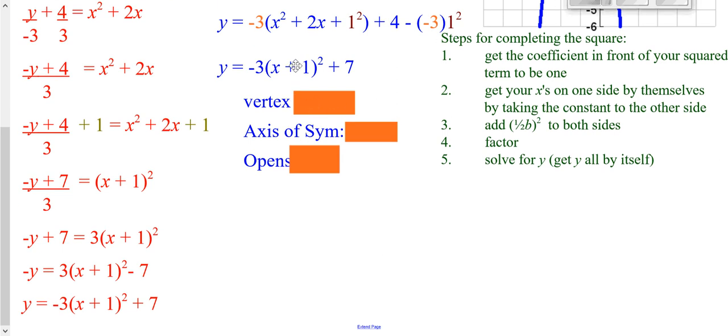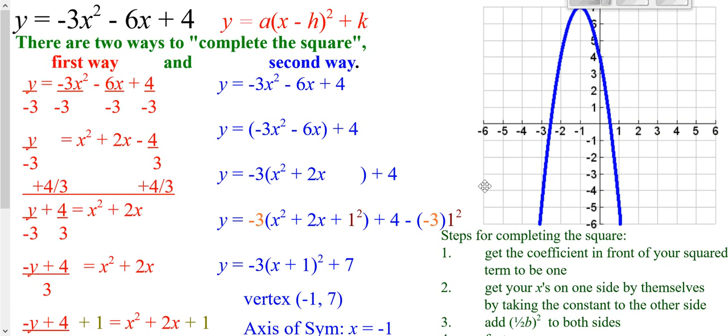So for your vertex, it's the opposite of what's in the parentheses, same as what's in the outside. Your axis of symmetry is always equal to your x-coordinate, so it's x equals that. It opens down because we have a negative in front. So you could be right here, then you could go over 1, down 3, over 1, down 9, because you're going that 1, 3, 5, 7, multiplying it by that number in front.